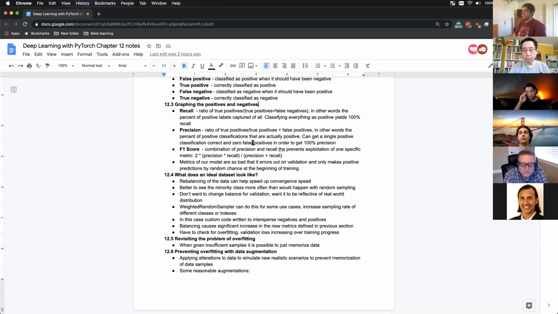So moving on to 12.3, graphing the positives and the negatives, they showed a whole bunch of different visualizations. It's kind of hard to summarize exactly what they're showing. The core concepts they're showing, though, are recall, precision, and F1 score. For recall, they've got the formula, but I think the more human definition of it is that you're looking at the percent of the positive labels that you captured.